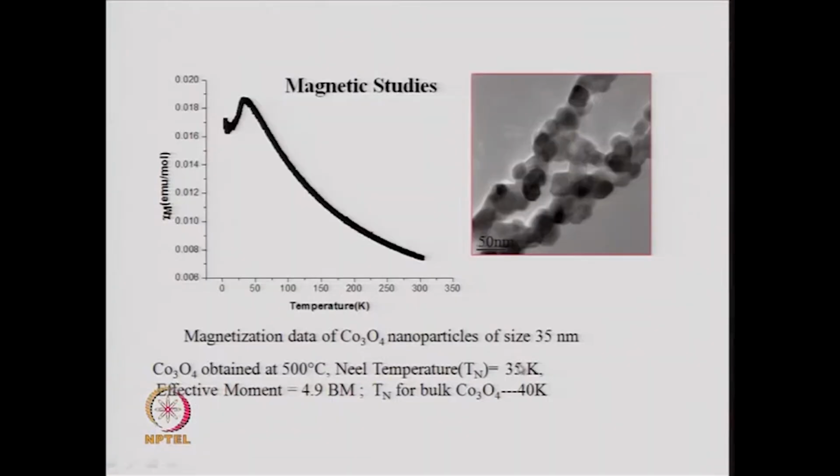In this particular case, the antiferromagnetism of bulk or large particles of cobalt 3 oxygen 4 is seen, but the temperature at which the antiferromagnetism is seen is lower than what you will see in the bulk. Okay. So, it is 35 Kelvin in this case in the nanoparticles, and it is 40 Kelvin in micron sized particle.